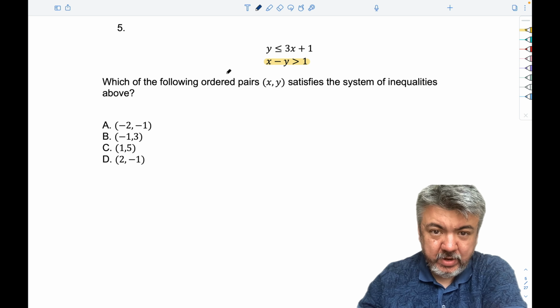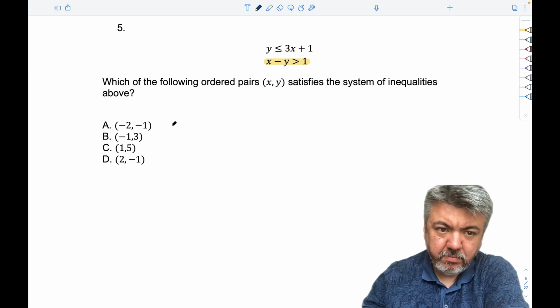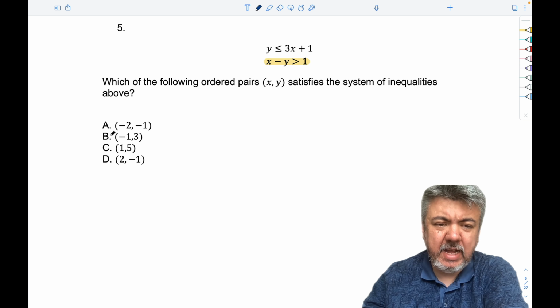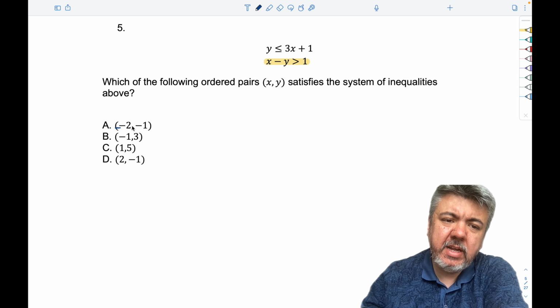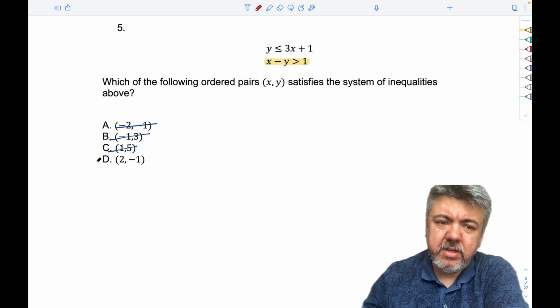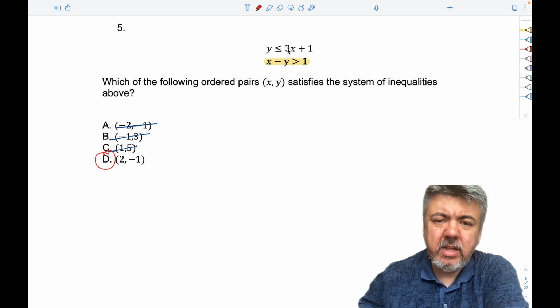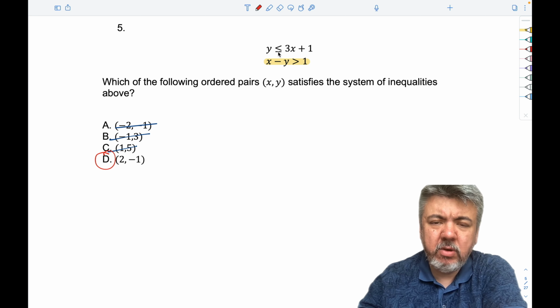So, first one will be greater than second one. In which case is that happening? Actually, not in case A, not in B, and not in C. The answer is D. Let me show you D satisfies both inequalities.